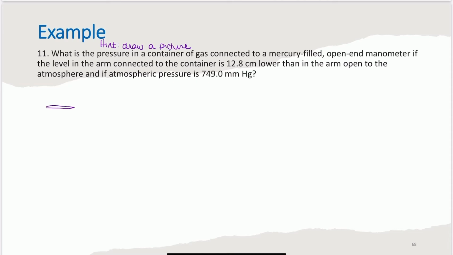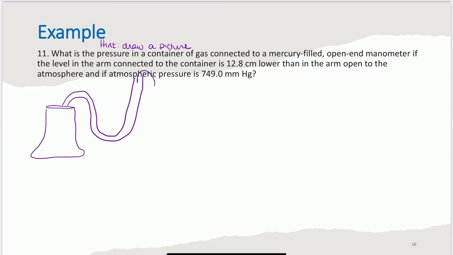So you've got your flask, some gas inside, and it's connected to an open-end manometer. In this end is where your atmospheric pressure is. This end, your gas is pushing. It says that the arm connected to the container is 12.8 centimeters lower than the side open to atmosphere.